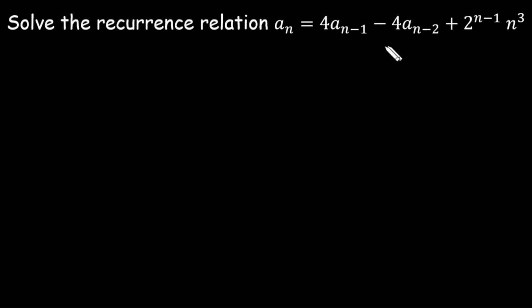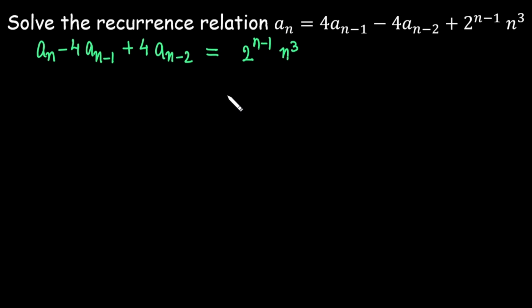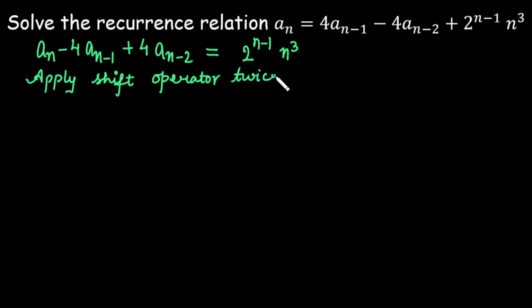So the first step is to take all the sequential terms on the left side. We have a_n minus 4 times a_(n-1) plus 4 a_(n-2) is equal to 2 raised to power (n-1) times n cube. Then remove this negative index. So we need to apply the shift operator twice because here we are getting n minus 2. So when you replace n with n plus 2, what do we have?